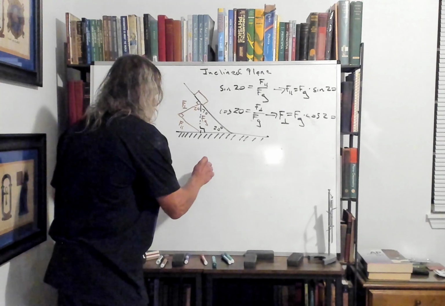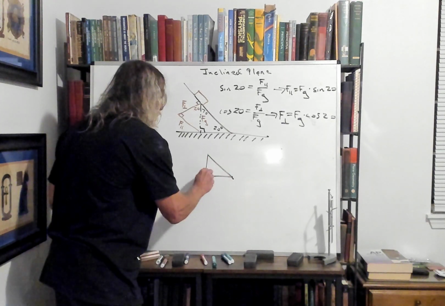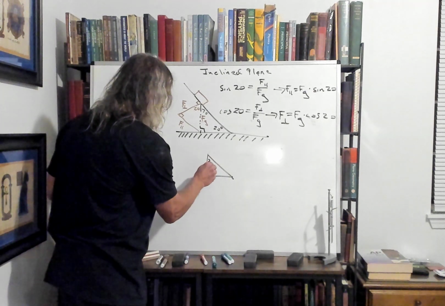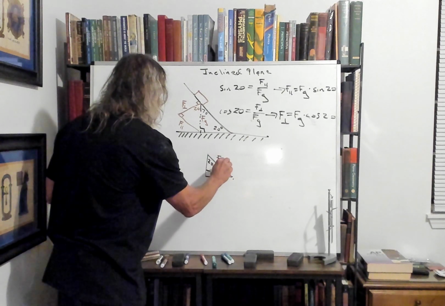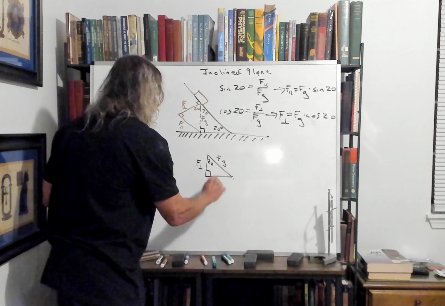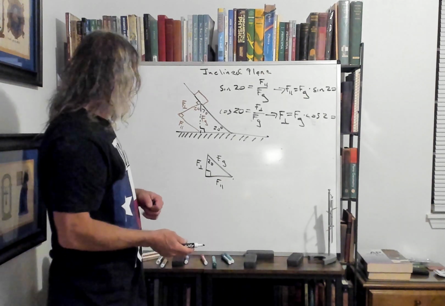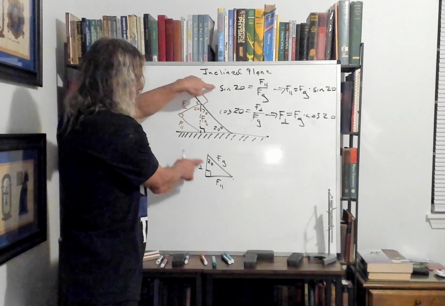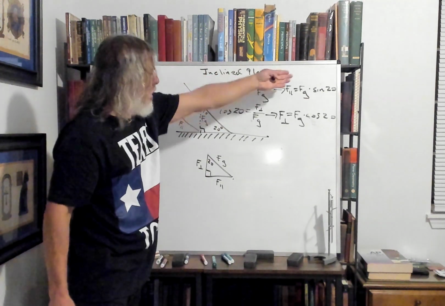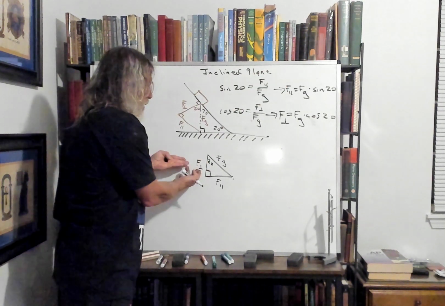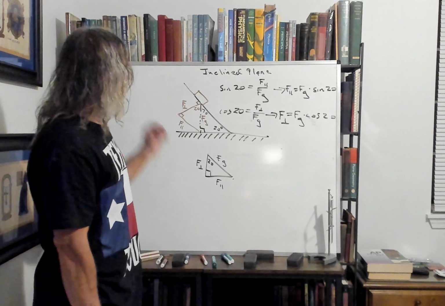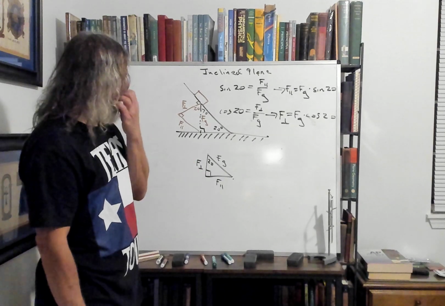So we got 20, Fg, F perp, F parallel, and then you can see sine of 20 is opposite over hypotenuse, and hence cosine of 20 is adjacent over hypotenuse. And that is something we'll be using. So that is an important thing to use in inclined plane problems. Enjoy using it.